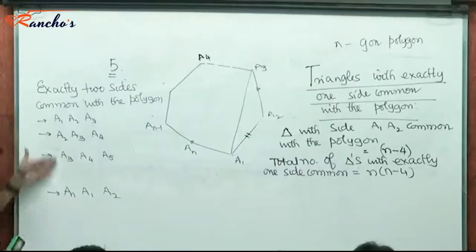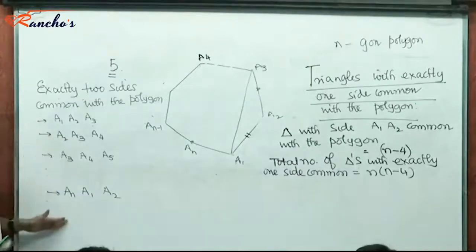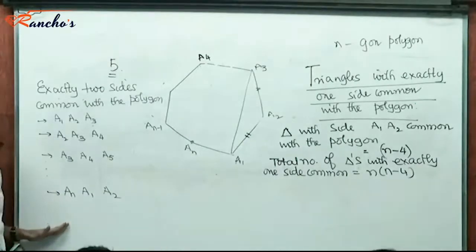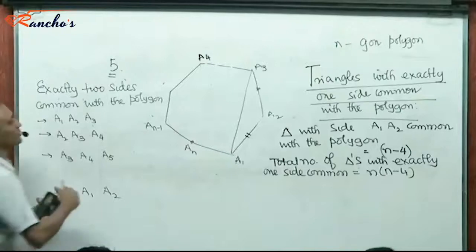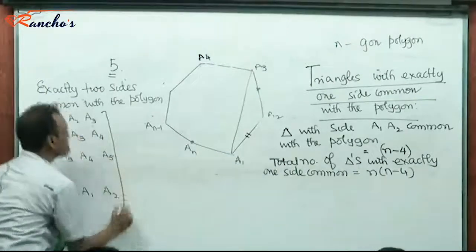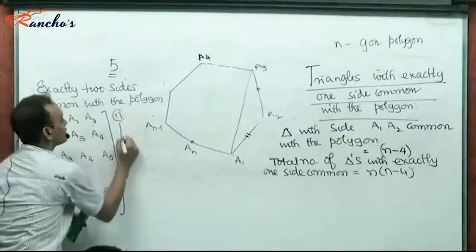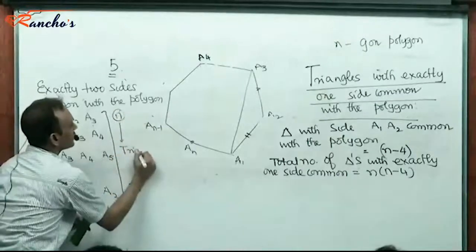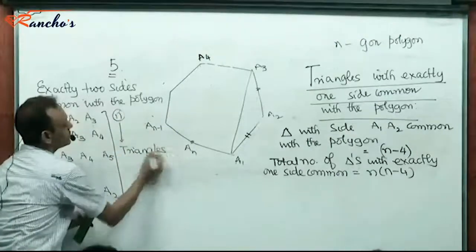And how many are these? N. A1, A2, A3, up to AN. There are n such triangles with exactly two sides common with the polygon.